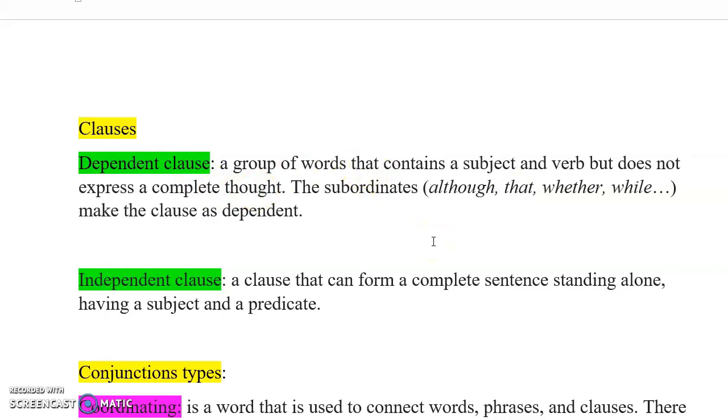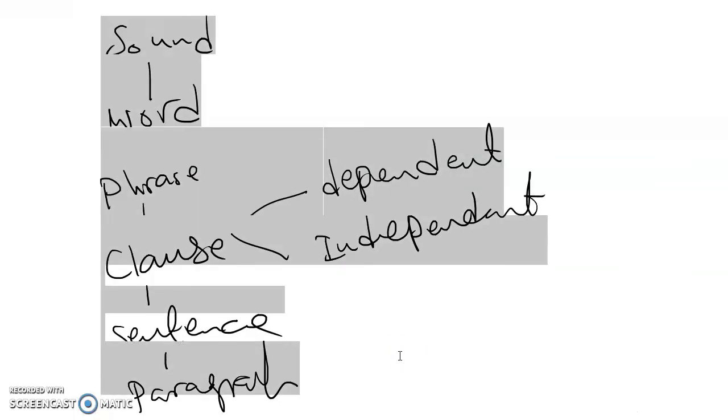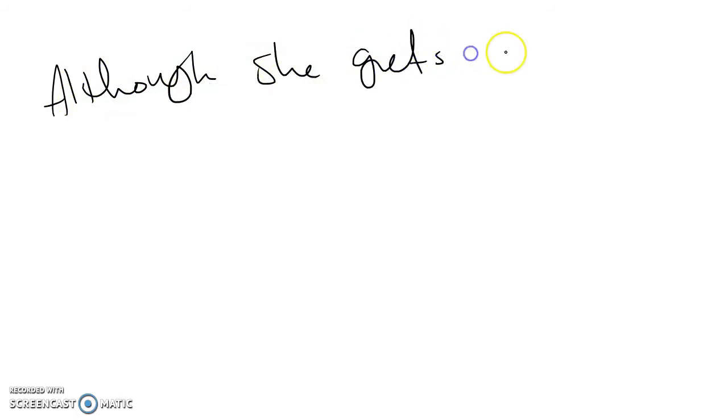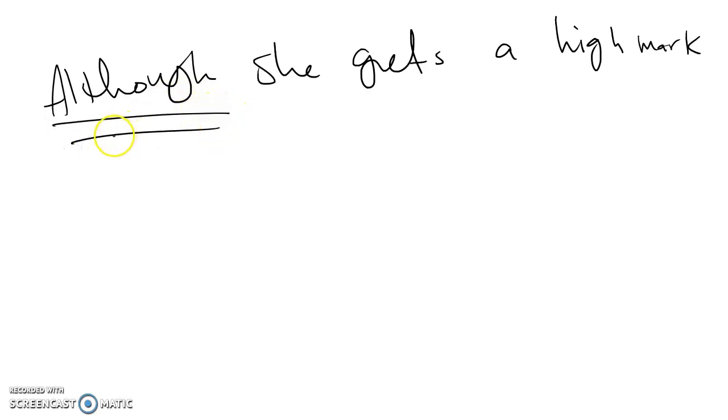Like when we say, for example, although she gets a high mark, and we stop here, okay? Actually, this clause has no meaning. It has nothing to be understood. It means that I am still waiting for the rest of this clause to be meaningful for me. Why is that? This is because the existence of the word although, that we will see. What is the meaning of although in grammar?